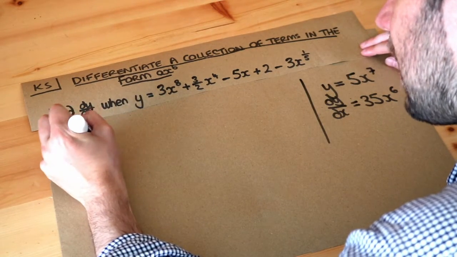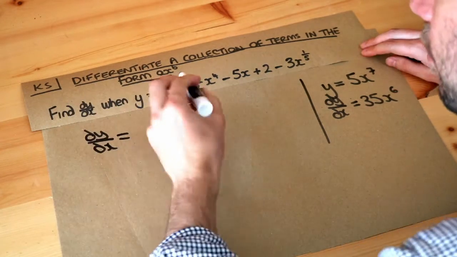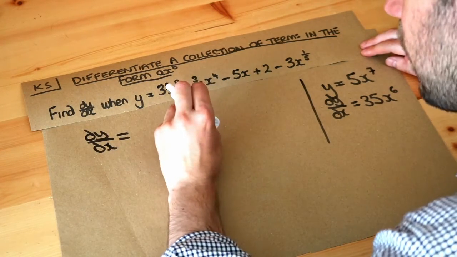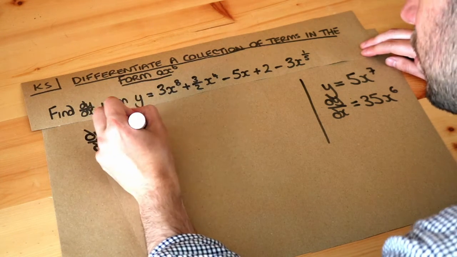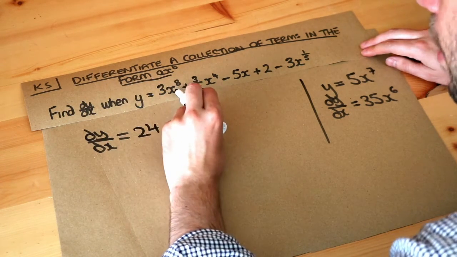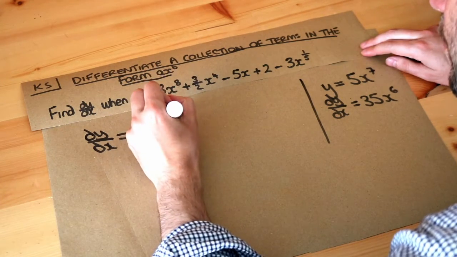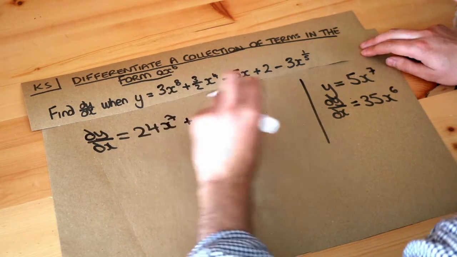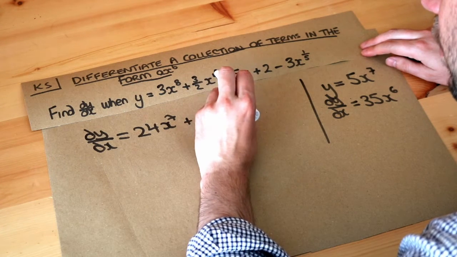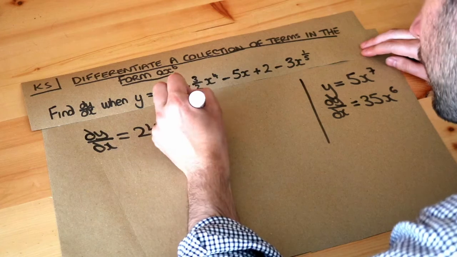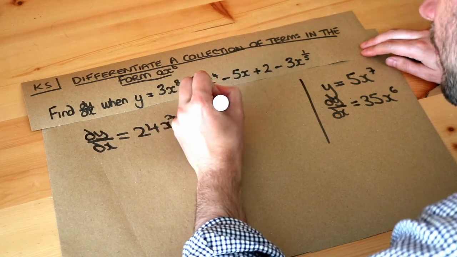So we've got dy over dx, which will be the gradient function. 3x to the 8, well, we times the number in the front, the coefficient of 3 by the 8, which is 24, and then reduce that power by 1, so we get x to the 7. What about the next one? Well, we times the 3 over 2 by 4. Well, 3 over 2 is 1.5 times 4 is 6. And then we reduce the power by 1.